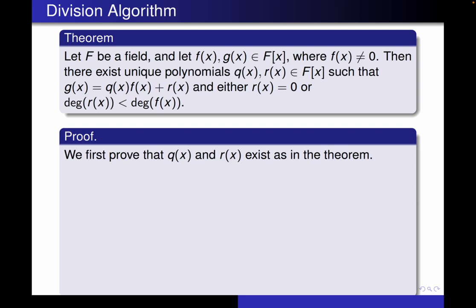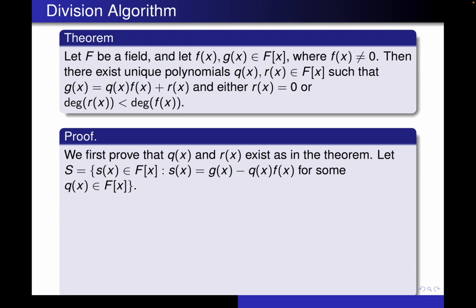As in the integer form of the division algorithm, we have an existence part and a uniqueness part. We're going to start with the existence part, so we're going to first prove that a quotient and remainder exist as stated in the theorem, where the remainder has degree less than f(x).